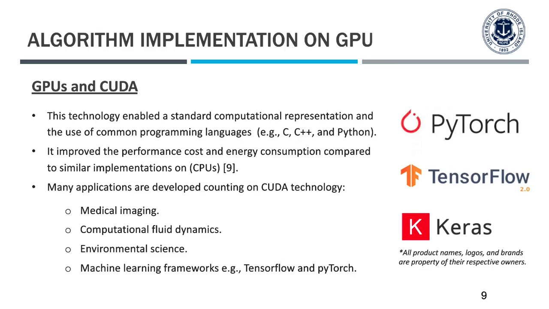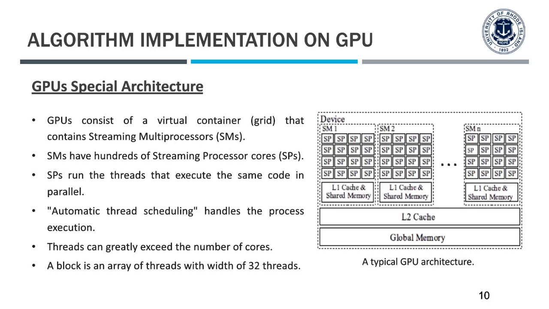The GPU and CUDA technology enabled standard computational representation and the use of common programming languages like C, C++, and Python. It improved performance, cost, and energy consumption compared to similar implementations on CPUs. As a result, many applications are developed counting on CUDA technology, like medical imaging, computational fluid dynamics, environmental science, and the evolutionary machine learning frameworks like TensorFlow and PyTorch.